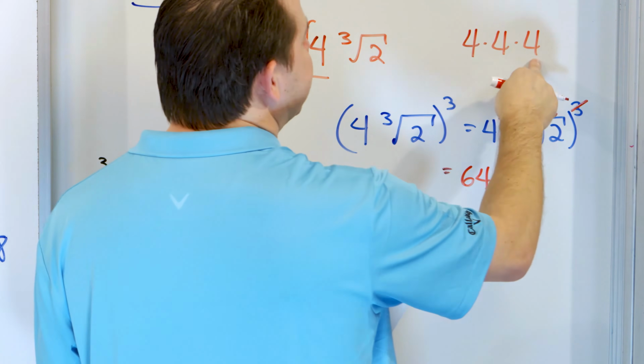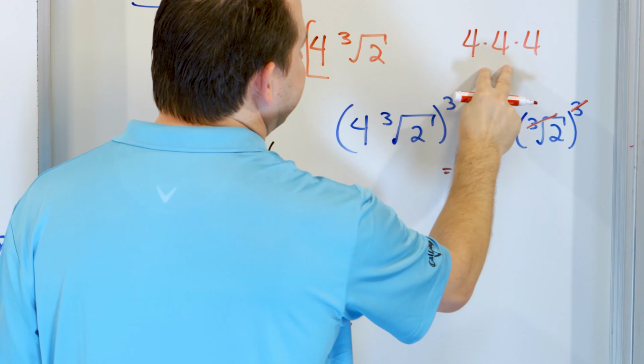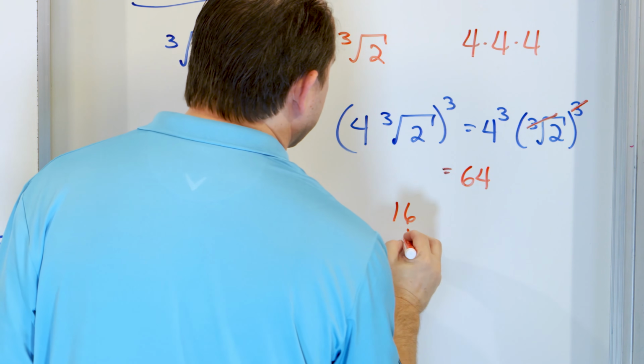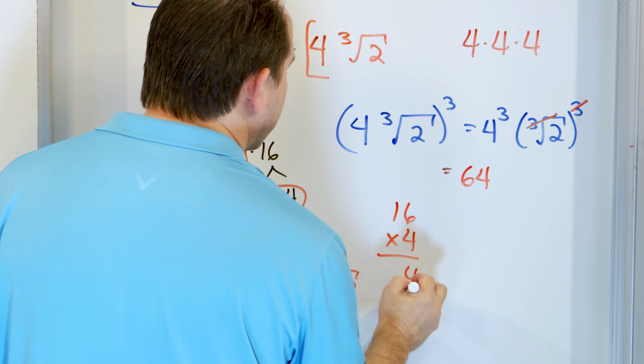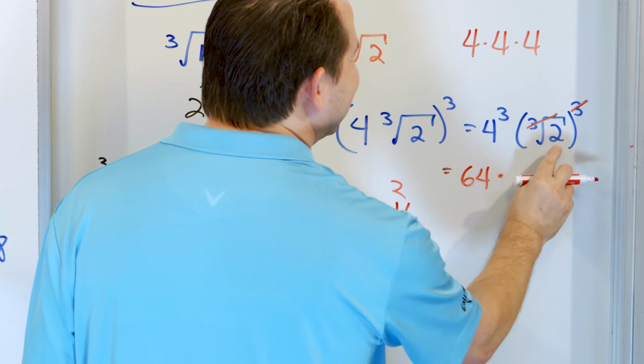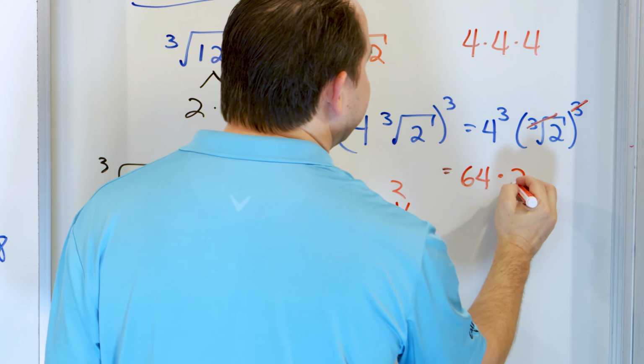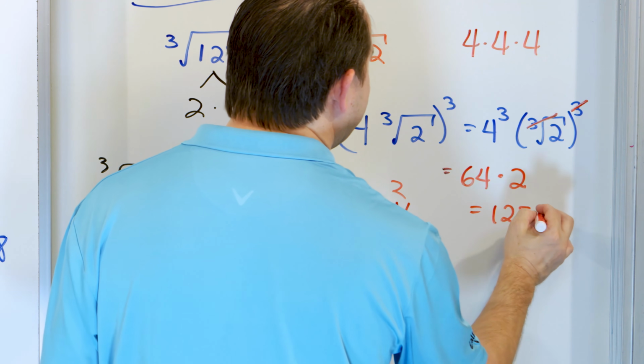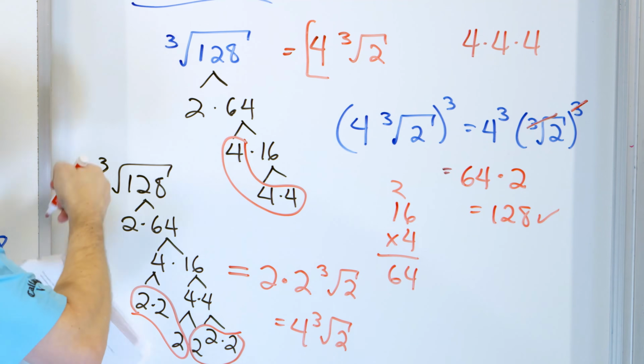So 16 times 4, if you're not sure, let's just go: 6 times 4 is 24, and then 4 and 2, 6. So you have 64 here, and then what's left over here after the cancellation is a 2, and that's 128, which is exactly what is under here.